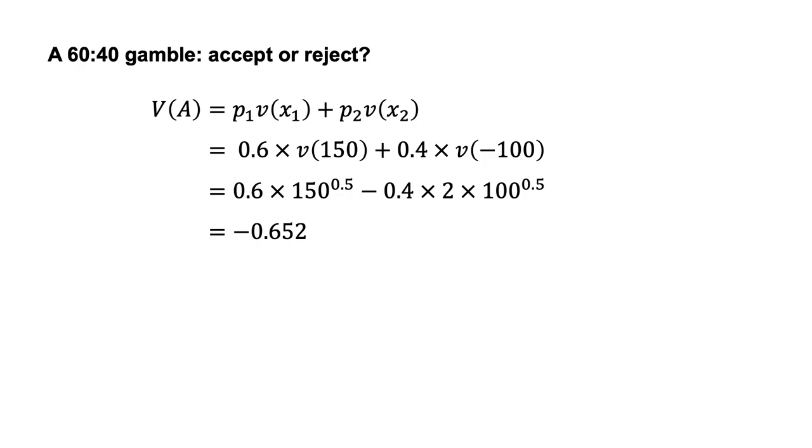Paddy rejects the bet as V of A is less than the V of 0 equals 0 that Paddy could get by simply rejecting the bet. He rejects the bet due to his loss aversion and the diminishing sensitivity to gains. The loss is weighted double that of an equivalent gain, outweighing both the larger potential gain and 60% probability.